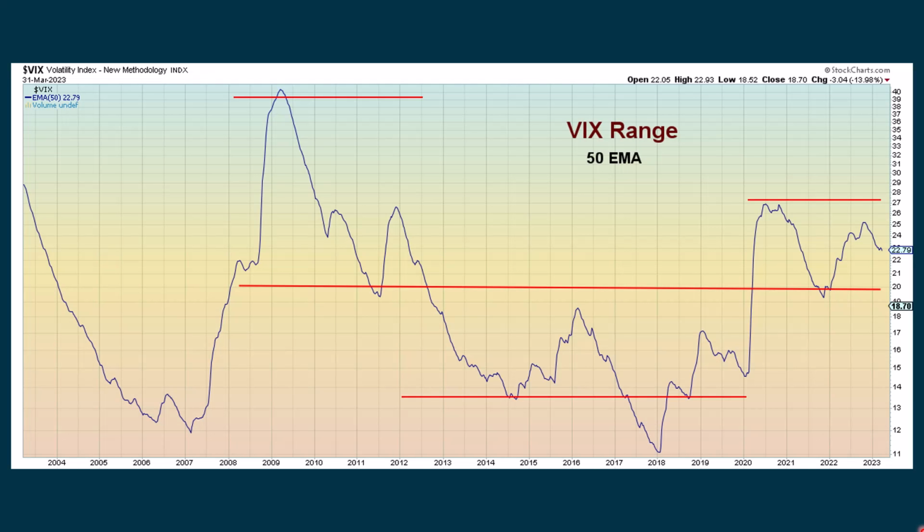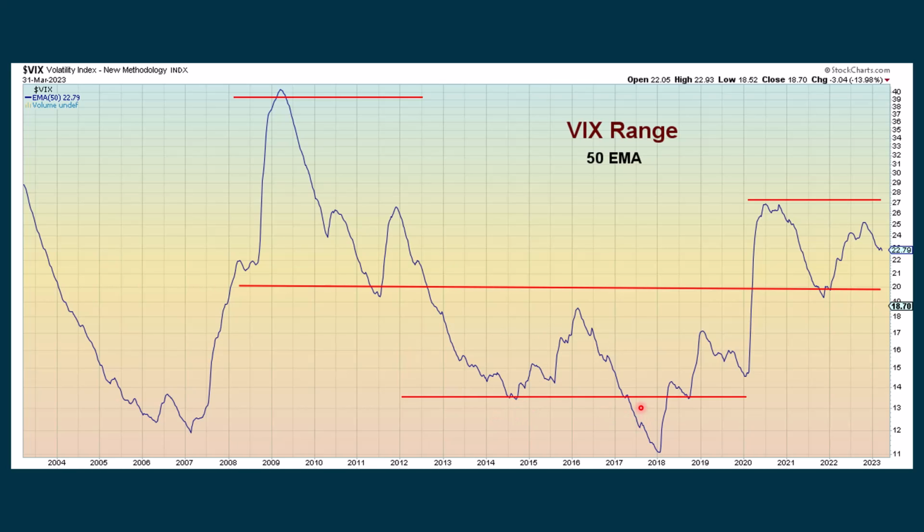The first chart is called the VIX range. What I've done is I plotted the VIX on this chart and then I made it invisible. On top of that, I plotted a 50-period exponential moving average. The idea behind this is to get a range for the values of the VIX. From about 2008 through about 2012 or 13, we had a range of about 40 to the upside and 20 to the downside. Then we shifted from about 2013 up until the COVID plunge down to about 20 on the upside and 13, 12, 11, even to the downside.